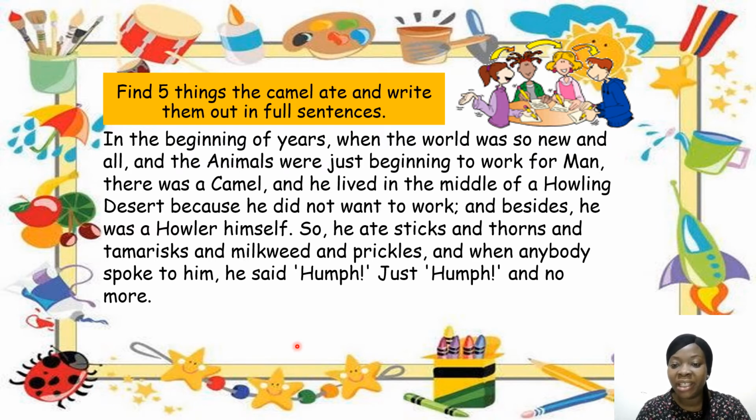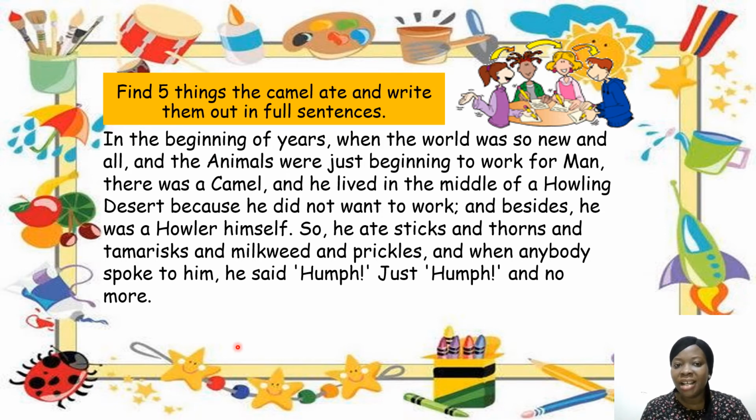Welcome back. Let's read this together and figure out, by retrieving from the facts we are given in the text, what the camel ate. In the beginning of years, when the world was so new and all, and the animals were just beginning to work for man, there was a camel, and he lived in the middle of a howling desert because he did not want to work. That would be a very lazy camel, right? And besides, he was a howler himself. So he ate sticks and thorns and tamarisks and milkweed and prickles. And when anybody spoke to him, he said, hump, just hump, and no more.